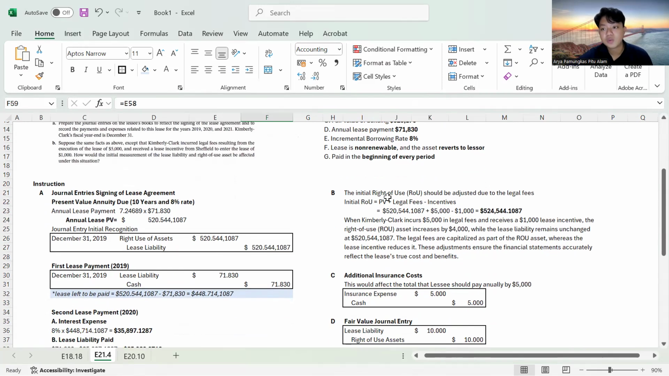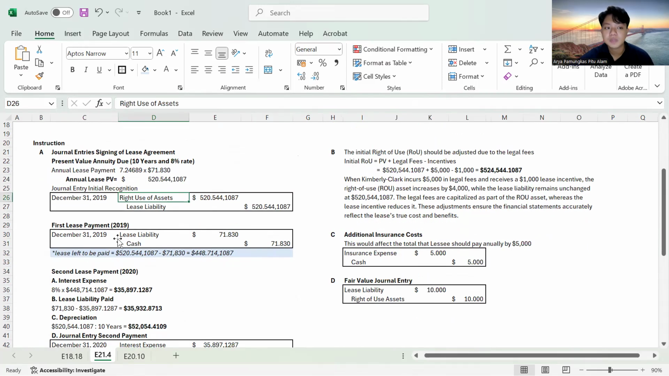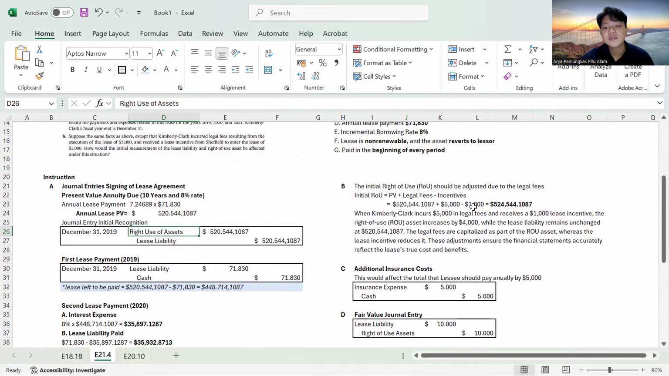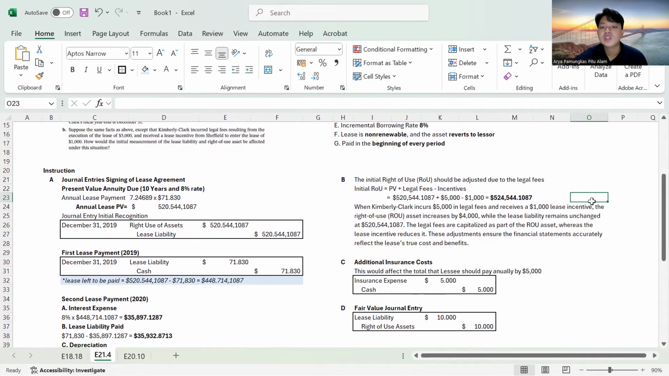So here is how we can solve it. The initial right of use, or ROU, should be adjusted due to the legal fees first, and then we are going to count the new initial ROU, where we add the PV with the legal fees, and then we minus the incentives. We're just going to move every piece of information that we already counted from instruction A, and then add the legal fees, which is $5,000, and minus the incentives, which is $1,000. And here is the result that we get for the new initial ROU.